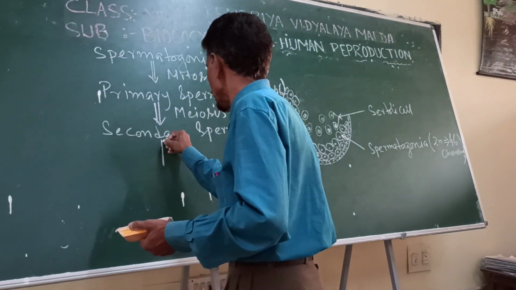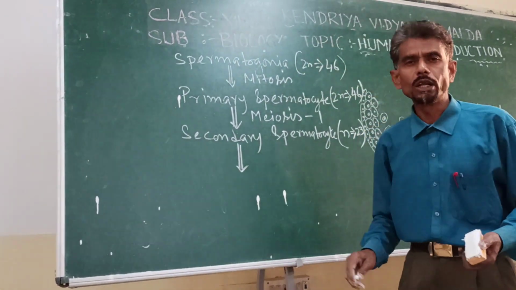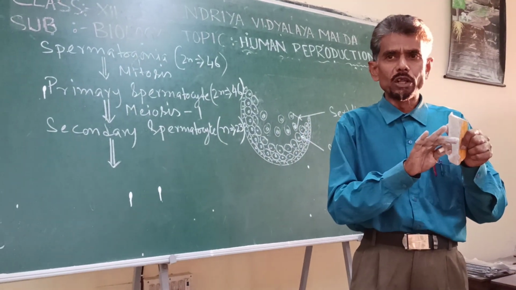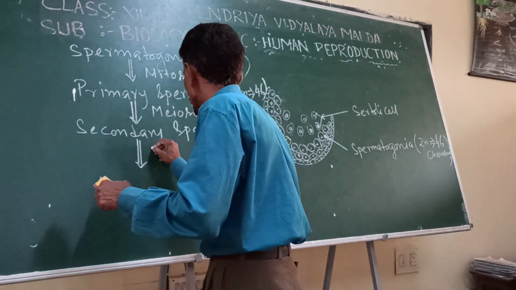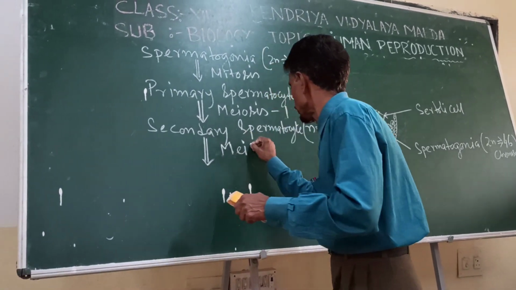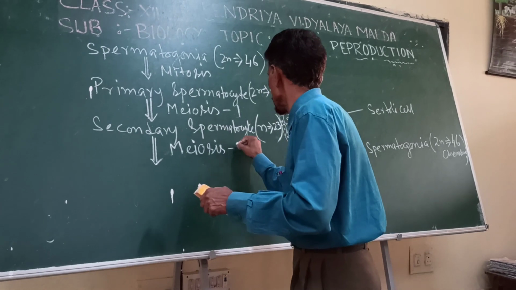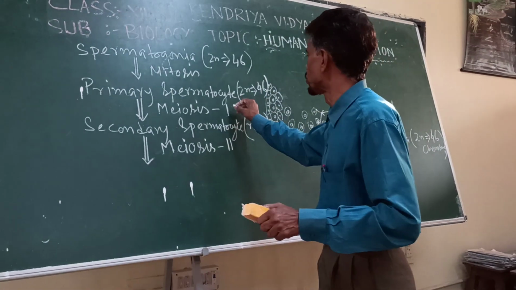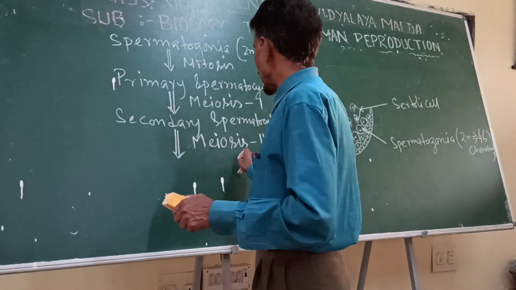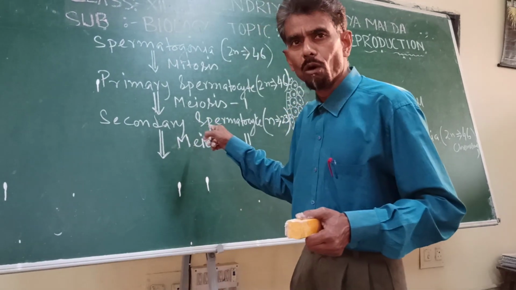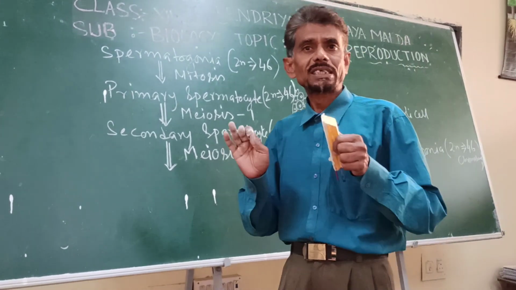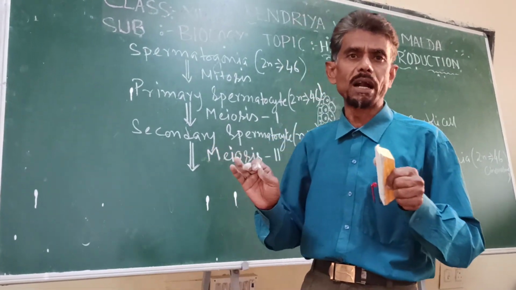Then the secondary spermatocyte will undergo the second meiotic division, that is meiosis 2. This is meiosis 1, this is meiosis 2. By the end of the second meiotic division, each secondary spermatocyte will divide to form two cells, each called a spermatid.